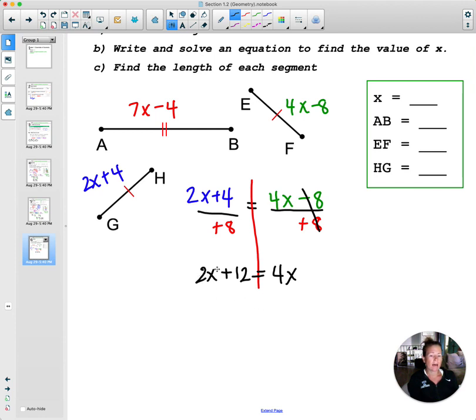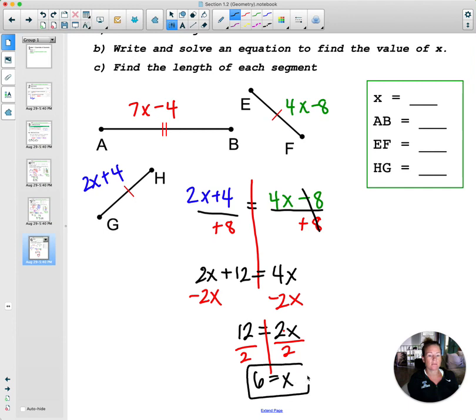So now I have x's on both sides. Which of these two is like this one? It's the 2x. So we're going to subtract 2x from both sides to bring that whole term over to the other side. Remember, don't start dividing until your x's are all together. So now we have 12 equals 2x. We want this x by itself, so it's 2 times x, so we're going to divide both sides by 2. And we will get 6 equals x. So we can go ahead and put that in here.